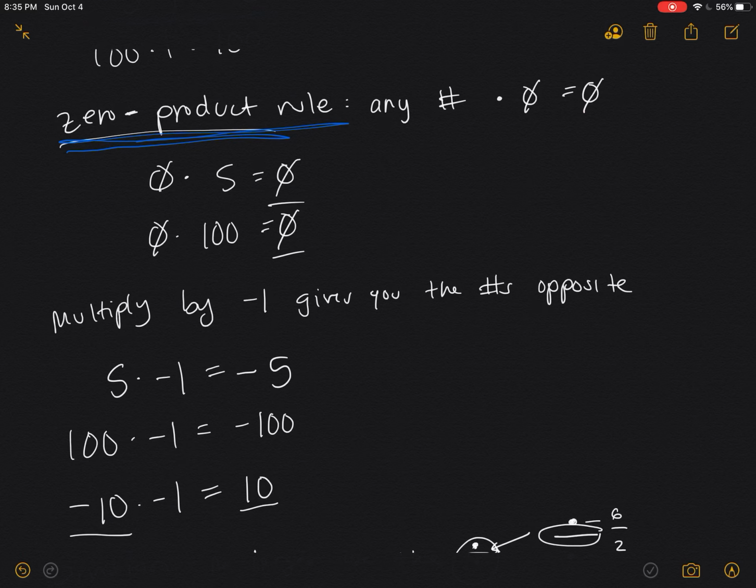Right, and multiplying by -1 gives you the number's opposite. So this is kind of what I was talking about earlier with opposites. Right, 5 times -1 gives me -5. So you can see these two are opposites. Right, 100 times -1 gives me -100. This is that double negative I was talking about. So if I start with a negative, I multiply it by -1, I end up with a positive, right? Because of that multiplying same signs gives me a positive answer.